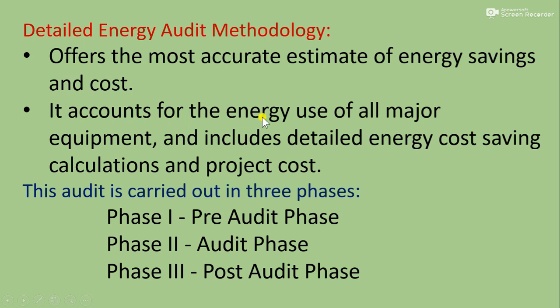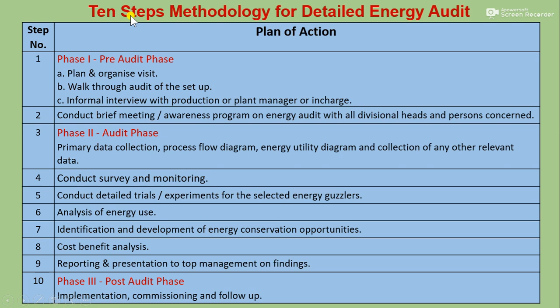So it accounts for energy use for all major equipment with detailed energy saving calculation. This audit has three parts or three phases. Phase 1 is pre-audit, phase 2 is audit phase, and phase 3 is post-audit phase. To understand this, there are steps. So detailed energy audit can be carried out through 10 steps. Phase 1 has 2 steps.